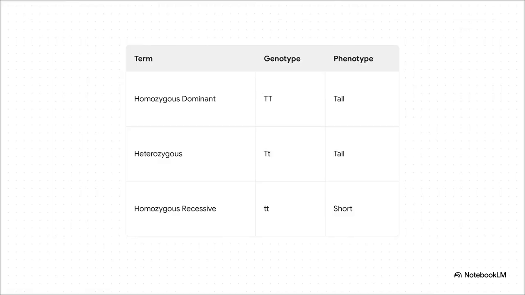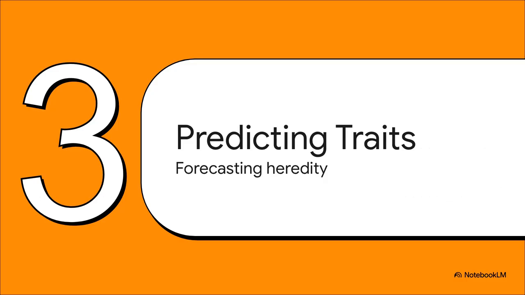And this table shows it perfectly. Look at this. That dominant allele is really pulling its weight. A plant can have a TT genotype or a Tt genotype, and in both cases, the phenotype is the same. It's tall. The only way you get a short plant is if it has the tt genotype, with two of those recessive alleles.